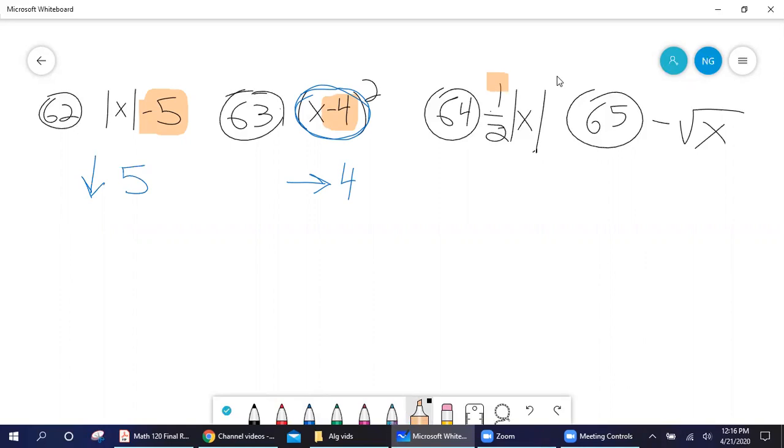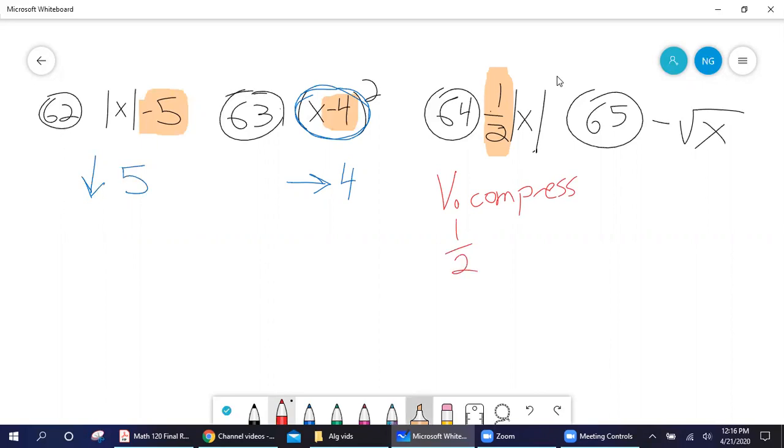When I multiply a function by a number, that's going to vertically stretch or compress it. Since 1/2 is smaller than 1, this is going to be a vertical compress or shrink. You can call it compression or shrink by 1/2.